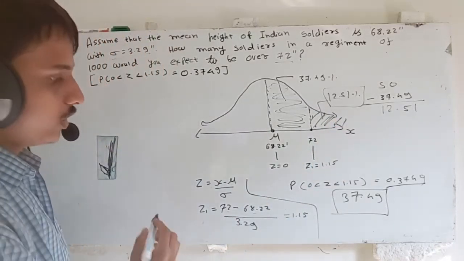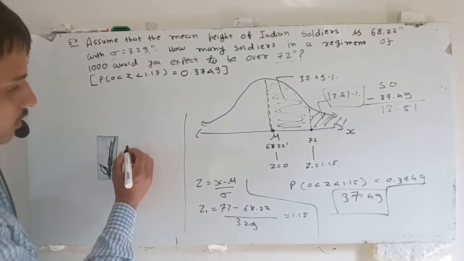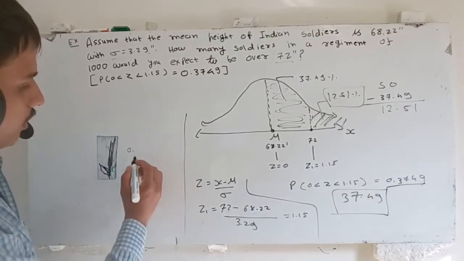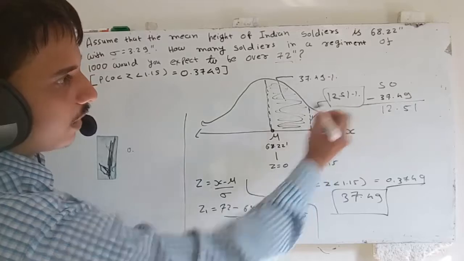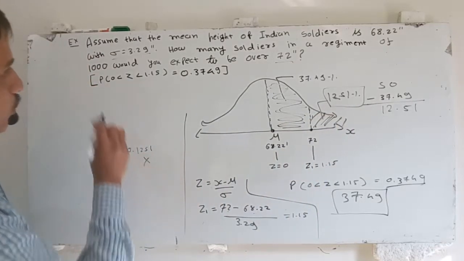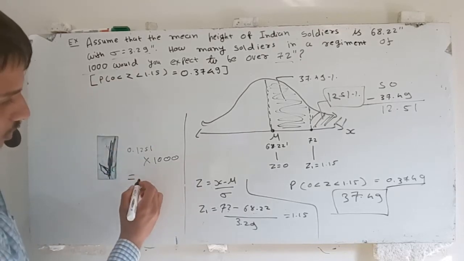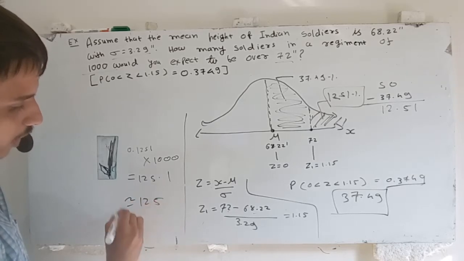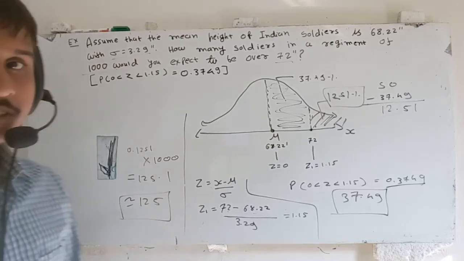So number of soldiers having height greater than 72 inches is probability, that is probability we should write in values. So we will divide this percentage by 100. So it is 0.1251 times number of soldiers, that are 1000. So 125.1. So approximately 125 soldiers would have height greater than 72 inch.